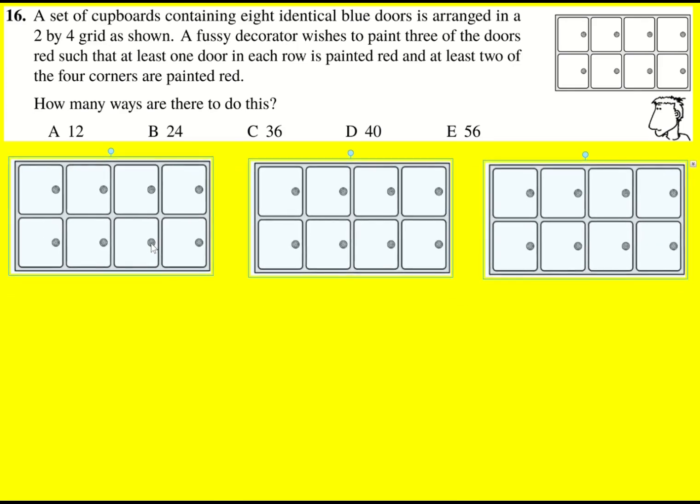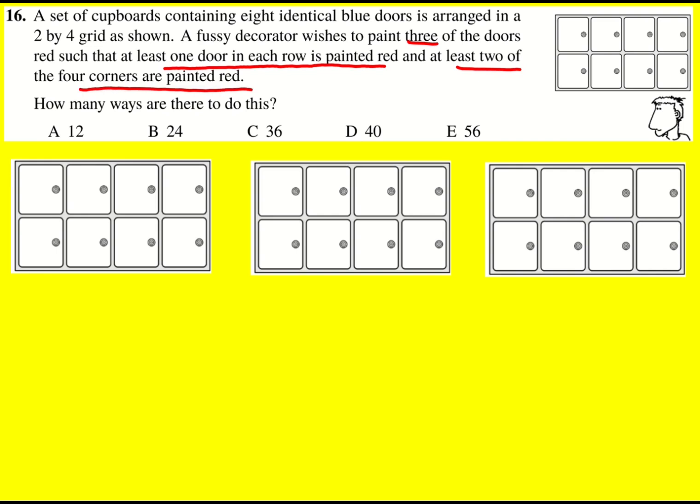This is a good, tricky arrangements question. We've got 8 identical blue doors arranged in the grid. The fussy decorator wants to paint 3 of the doors red, such that at least one door in each row is painted red and at least 2 of the 4 corners are painted red. How many different ways can we do this?